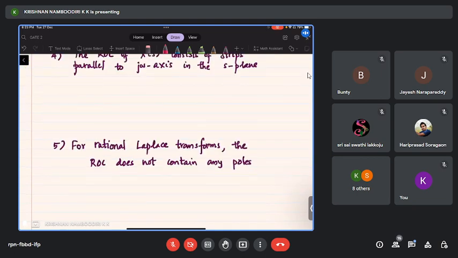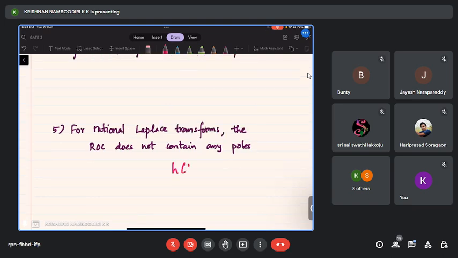Now, for rational Laplace transform, the ROC does not contain any poles. This is very important when you are seeing some questions related with LTI systems. That means we can characterize the LTI systems by taking its Laplace transform. That will give the transfer function of the LTI system, right? So basically, you may be knowing this h of t, correct?